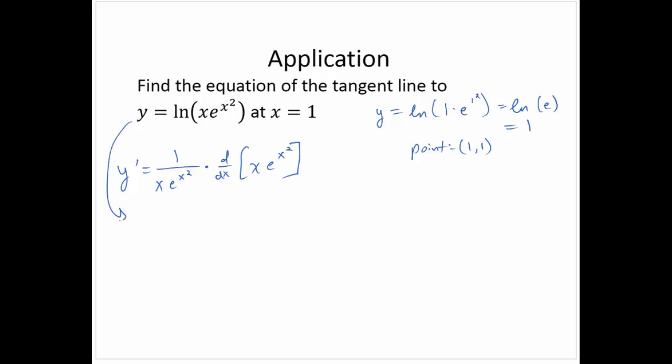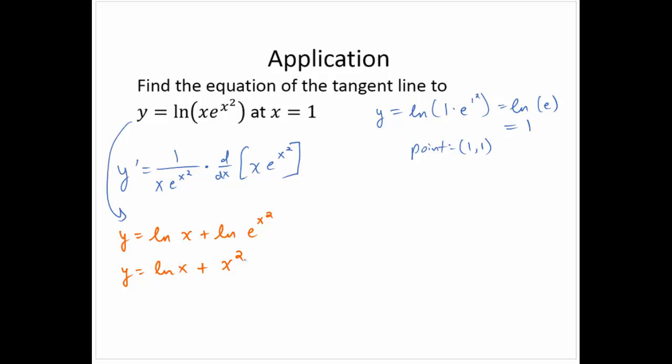So let's look at this differently. If y is equal to the natural log of x e to the x squared, then y would equal the natural log of x plus the natural log of e to the x squared, using our manipulation of properties for logarithms. And so then y would be the natural log of x plus the natural log of e to the x squared, which is just x squared.